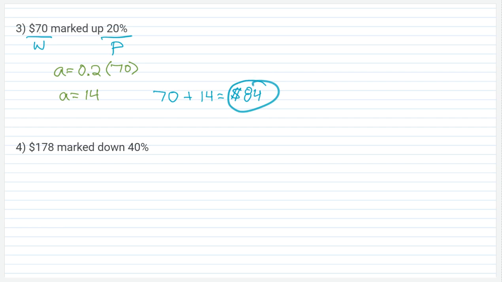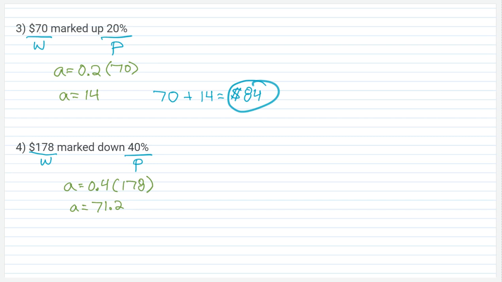Number 4, very similar. We have our starting value, which is going to be represented as W in our equation. It is being marked down 40%. So 40% is our percentage. And so when I set up my equation, A equals P times W. So A equals 40% as a decimal, so 4/10 or 40 hundredths. And then that's going to be multiplied by 178. When I do that multiplication, we're going to get 71 and 2/10. And again, that is the amount that it is being discounted.